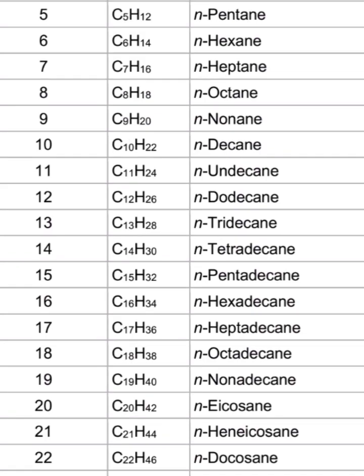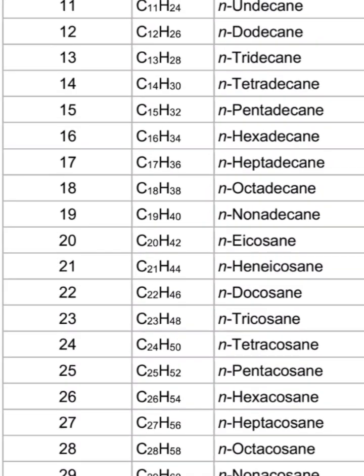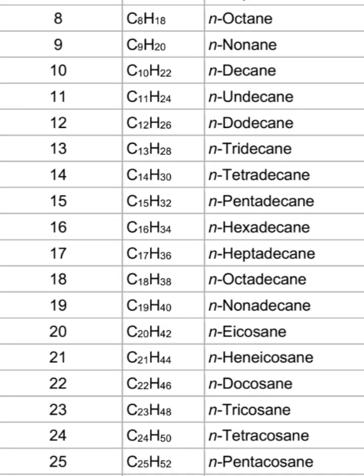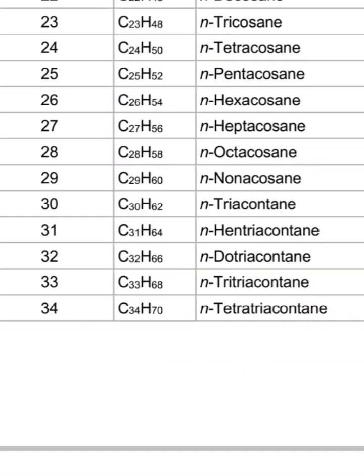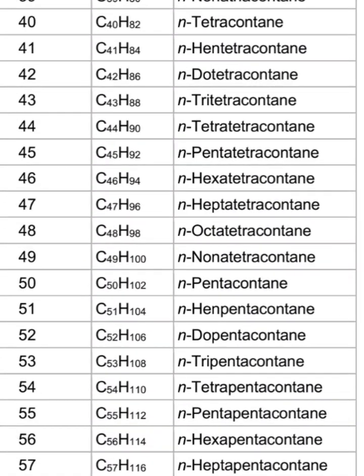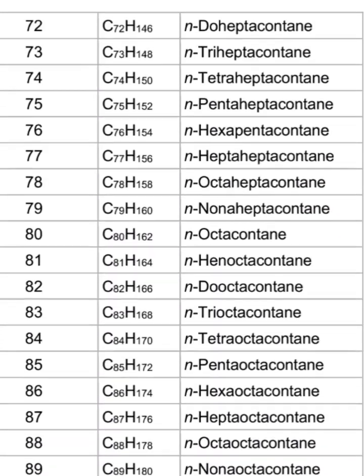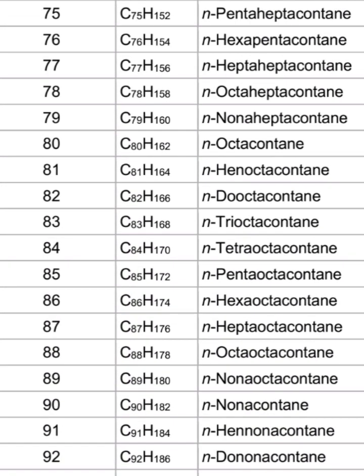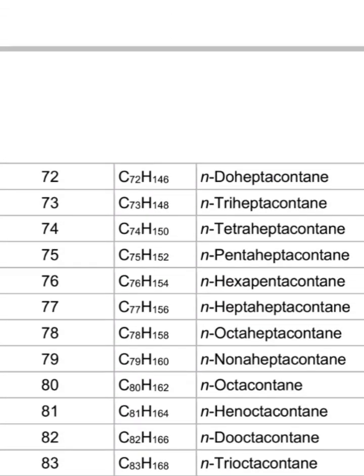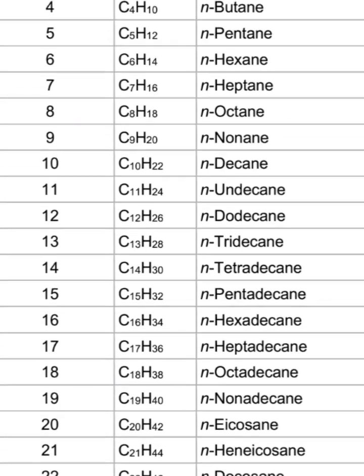So we repeat again. Number 10 is decane. Number 20 is what? Eicosane. Remember, 20 is eicosane. And 10 is decane. So 10 is decane, 20 is eicosane. Then from 30 to 90 is contane. So 30 is triacontane, 40 is tetracontane, 50 is pentacontane, then 60 is hexacontane, 70 is what? Heptacontane, 80 is octacontane, 90 is what? Nonacontane, then 100 is what? Hectane.